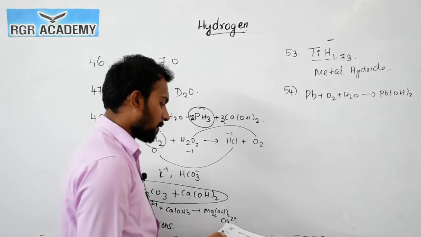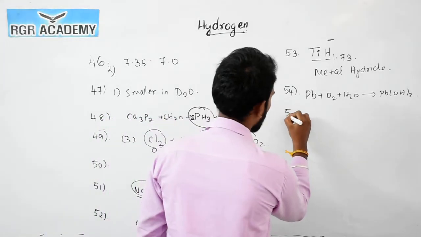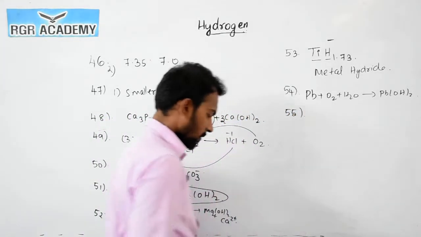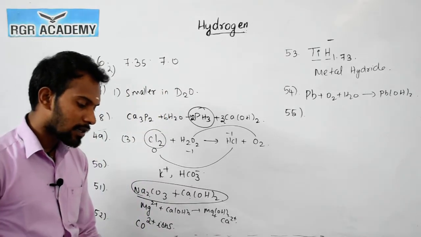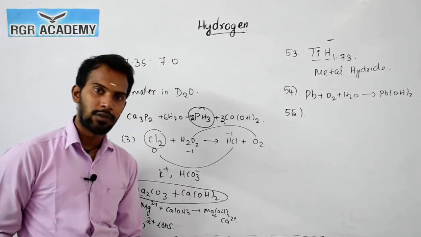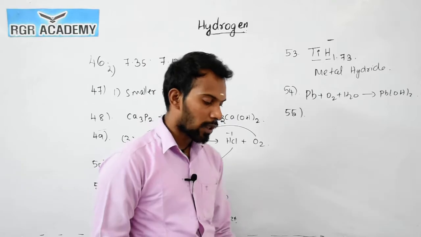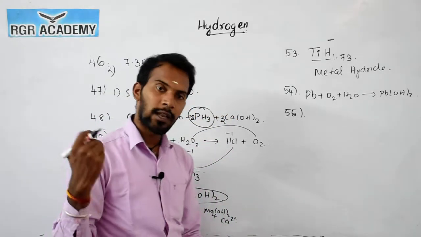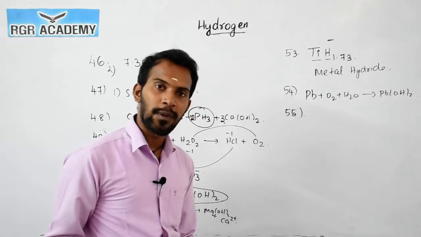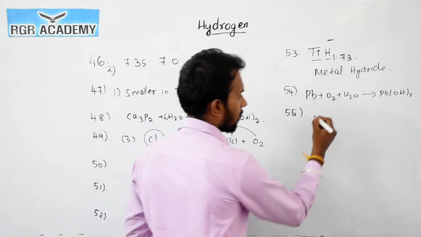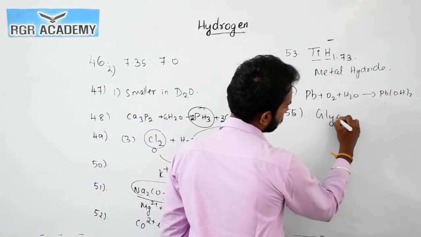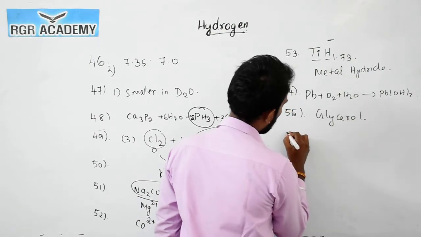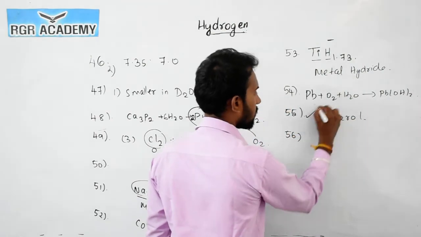Now question number 55. Which of the substances does not speed up the decomposition of H2O2? Here the compounds are platinum, MnO2, gold. The one which does not speed up the reaction is glycerol. Based on these options, the answer is glycerol.